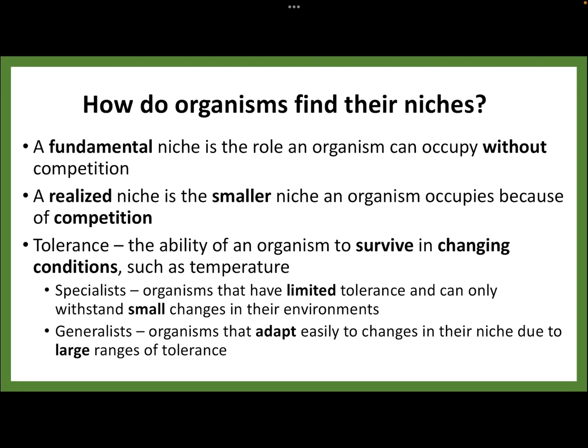Generalists are organisms that adapt more easily to the changes in their environment, and they have a larger range of tolerance. So they're able to tolerate more severe changes, like a greater temperature change in their environment.